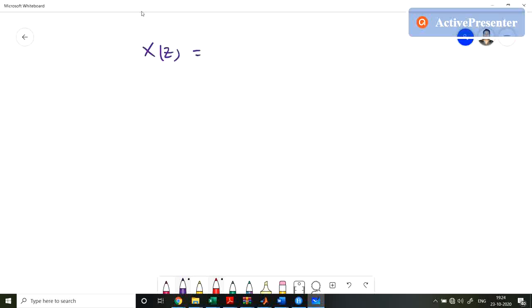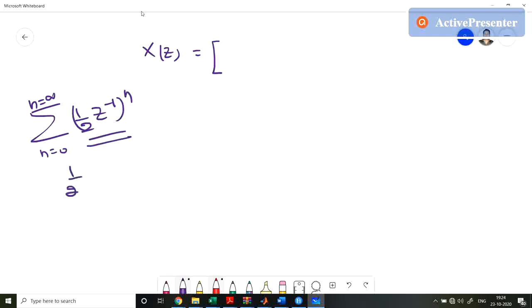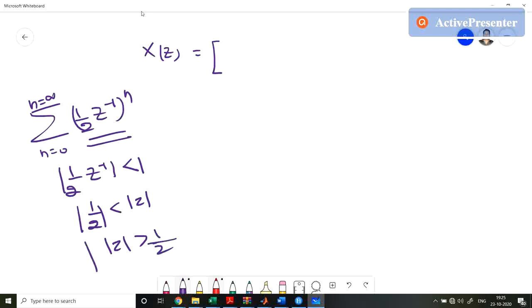Now we can see the convergence of this series. If X(z) will converge, then we have to satisfy the following conditions. In the first case, the sum from n equals 0 to infinity of ((1/2) z^(-1))^n should be convergent, so |(1/2) z^(-1)| should be less than 1. So we will get |z| greater than 1/2. So this is the first ROC.